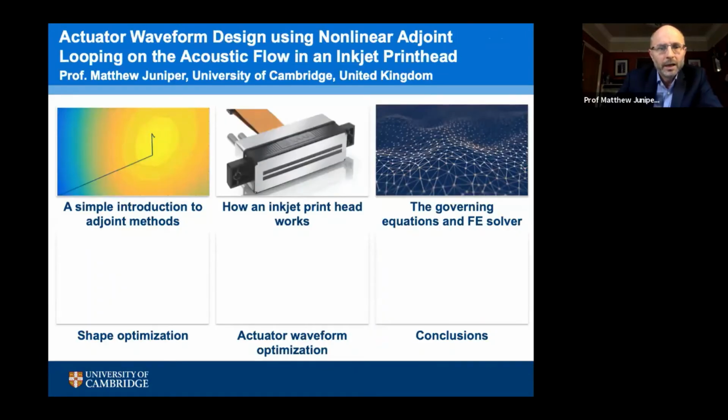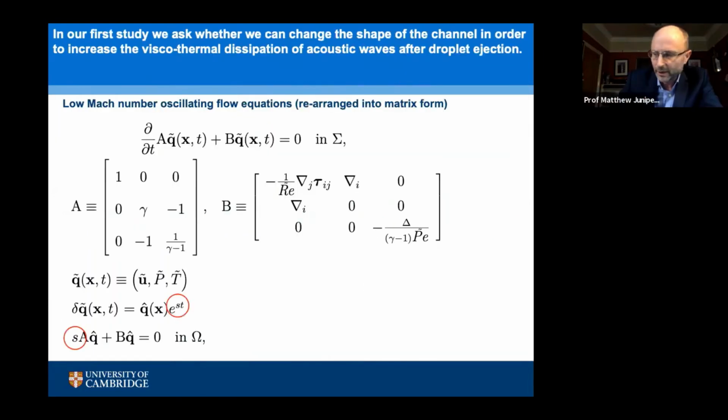Okay, right, now we've set up the problem and the governing equations. Now I'll talk about what we did. I'll start with shape optimization. Now this is to say, how are we going to change the shape in order to achieve a particular objective? The objective we'll look at is a decay rate. I have to first of all explain how I get that decay rate.